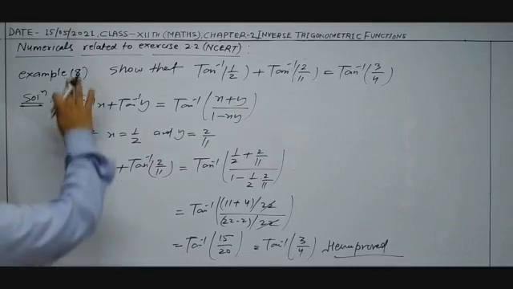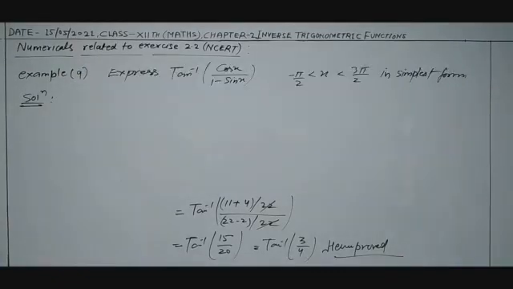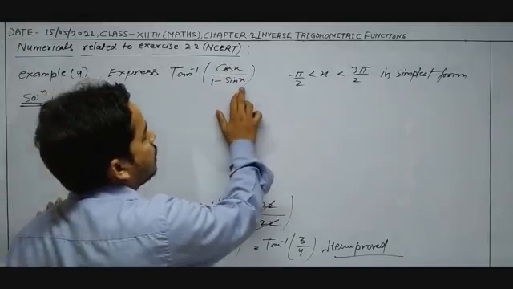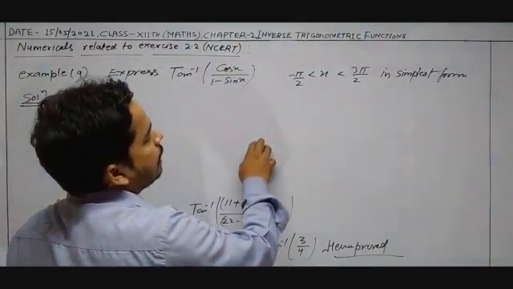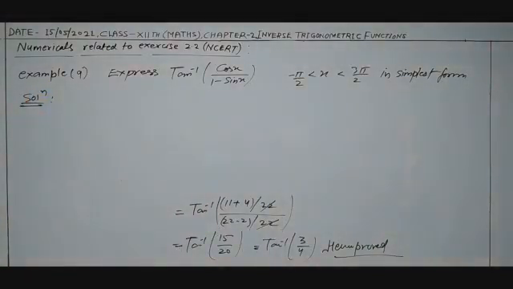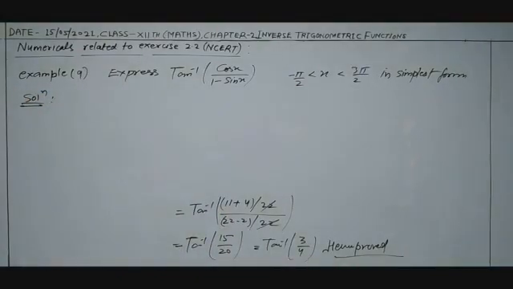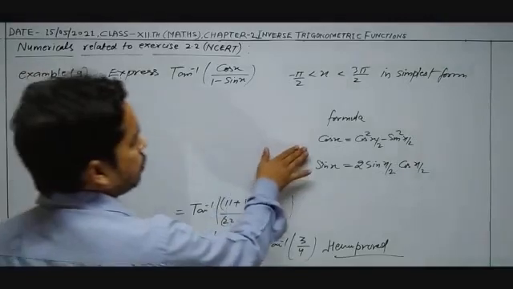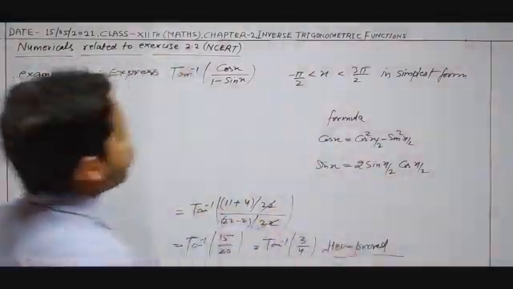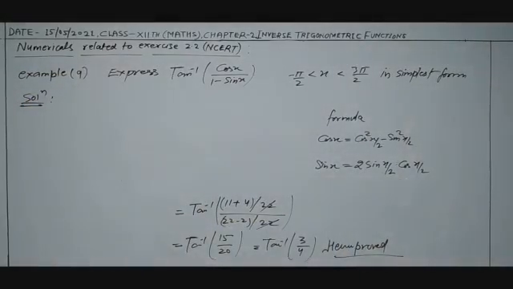Now come to example 9. So this is my question. We have to express tan inverse of cos x whole upon 1 minus sin x, where x is greater than minus pi by 2 and less than 3 pi by 2, in simplest form. So you know the formula, students. Cos x is equal to cos square x by 2 minus sin square x by 2 and sin x is equal to 2 sin x by 2 into cos x by 2. So I will apply this formula on this expression.